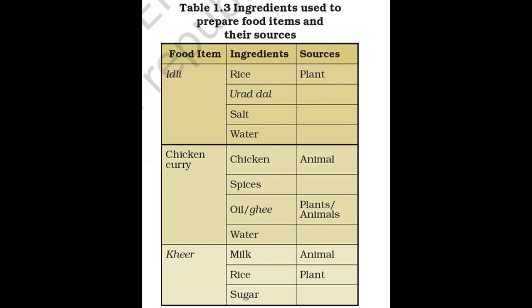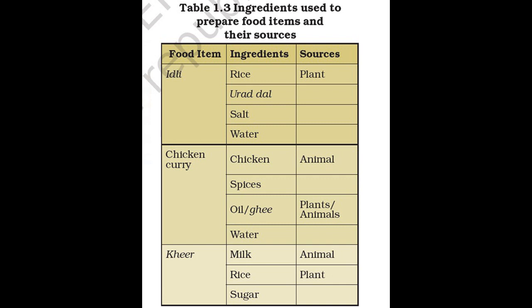Let's look at table 1.3. Ingredients used to prepare food items and their sources. In the left column we see idli. In the middle one we see ingredients: rice, urad dal, salt, water.